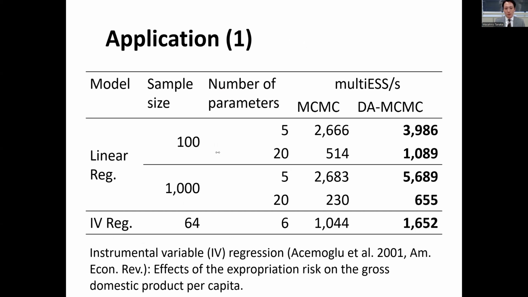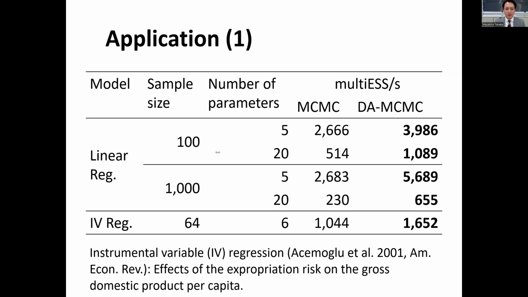The numerical performance of the algorithm was evaluated based on multi-dimensional effective sample size per second. As shown in this table, for the synthetic data, the proposed DA-MCMC is approximately 2 times more efficient than the standard MCMC. For the real data, the proposed algorithm also overwhelmed the standard one by a large margin.